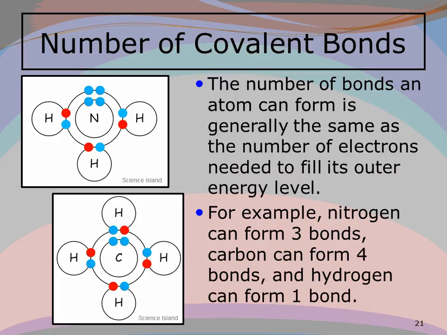So now hydrogen has the 2 it needs. Nitrogen has the 3 it needs. They're sharing those electrons and the valences are full. Down here, carbon needs 4 electrons to fill its outer orbit. So it can form 4 different covalent bonds.